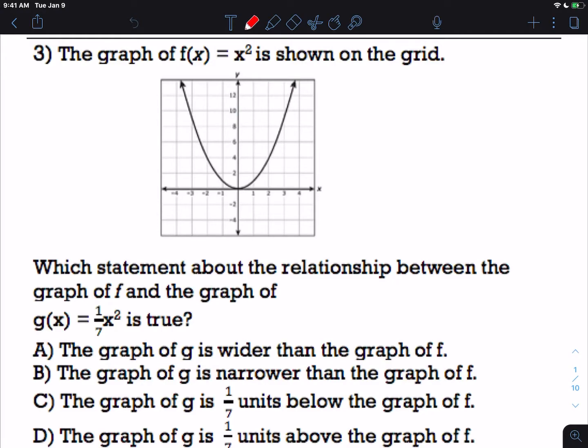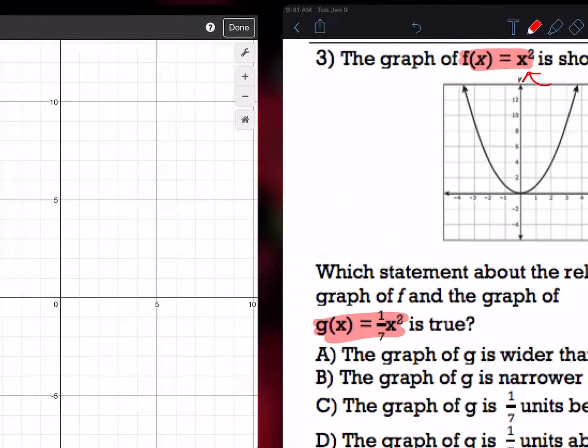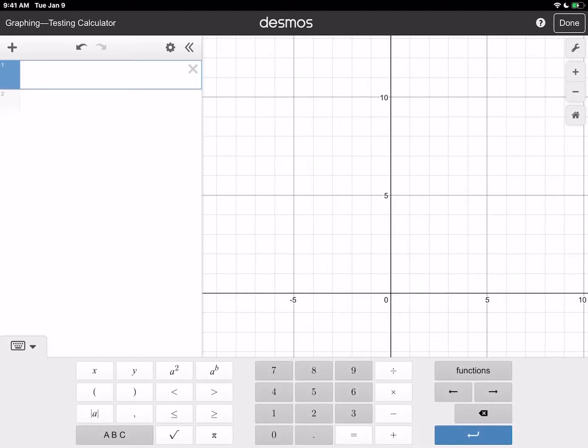Day 108. So here they're asking us to compare the parent equation, x squared, to an equation that's made from it. Let's pretend like I don't remember what the rules are regarding the transformations of quadratic functions, meaning what happens whenever I change numbers in that equation. I'm going to go ahead and just plug these both into my calculator, and I'm going to see what happens.